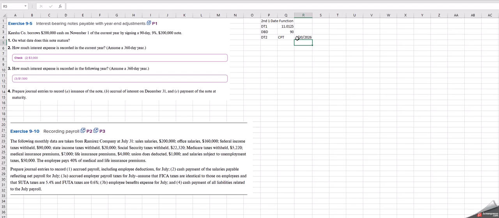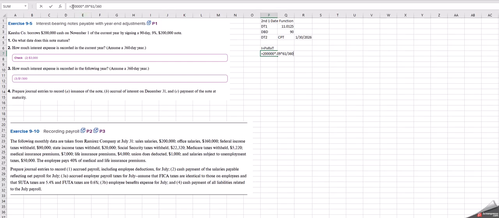And then how much interest is recorded in our current year. So again, our formula is our principal times our rate times our time. And we are at November 1st. So then our formula is going to be the $200,000 times the 9% times, there'd be 61 days. So 30 days in November, 31 days in December. So 61 divided by 360. So that's our formula.